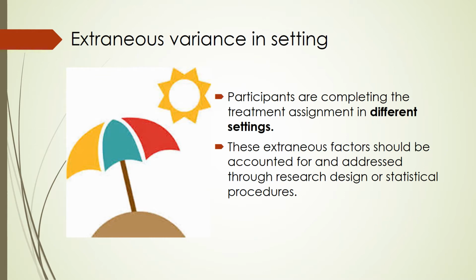If you chose extraneous variance in setting, you would be correct. Obviously here, the participants are completing their treatment of the assignment in 2 different locations, and this can have an effect on the variable that could change things in the research. So to counteract that, these extraneous factors should be accounted for and addressed through research design or statistical procedures.